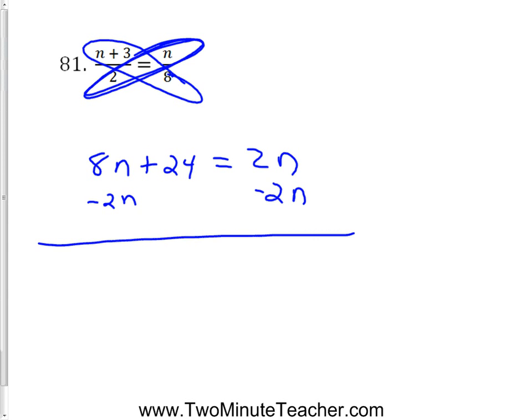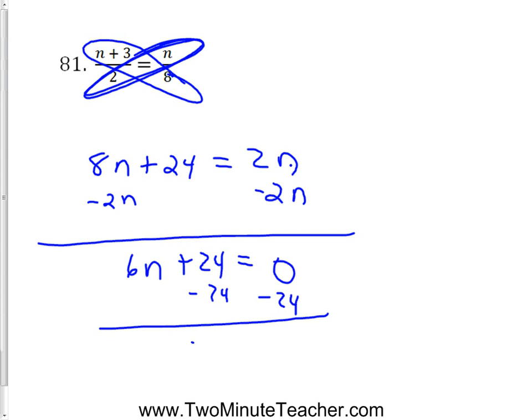Don't let it freak you out. Over here it's going to equal 0. And I have 6n plus 24 equals 0. There'll be something over there in a second. I go 6n, I can take away 24 from both sides. And I have 6n equals negative 24. And then I have n is equal to negative 24 over 6, which is, let me see, negative 4.